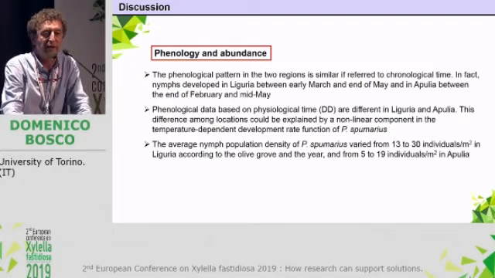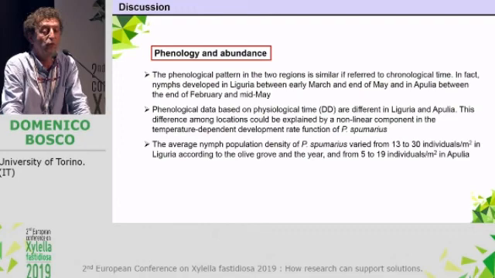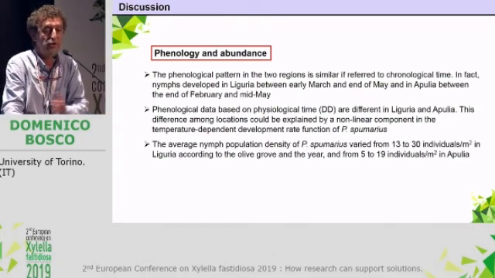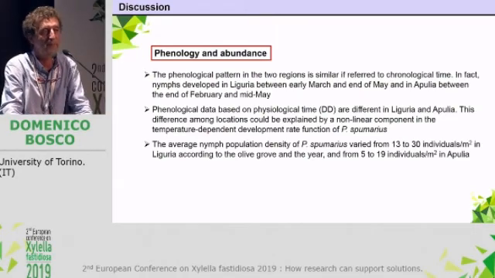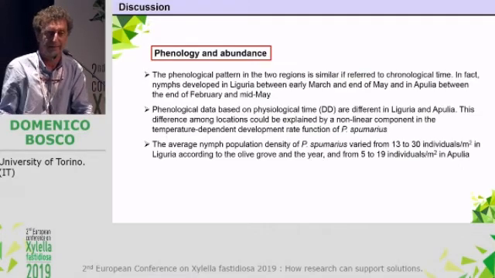We can simply conclude that the phenological pattern in the two regions is similar if referred to chronological time, but is different if we refer to physiological time. And this can be due to a non-linear component in the temperature development rate function of Philaenus spumarius. The population density that we observed was higher in the olive groves of the Liguria region compared to the ones in Apulia, but these were located in the Bari area, not in the Salento infected area.